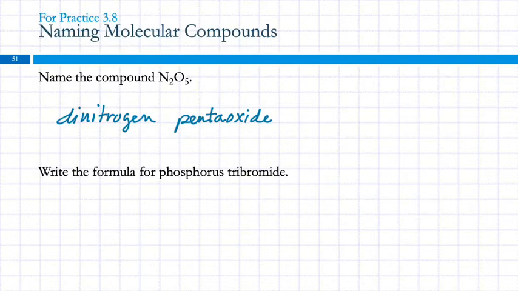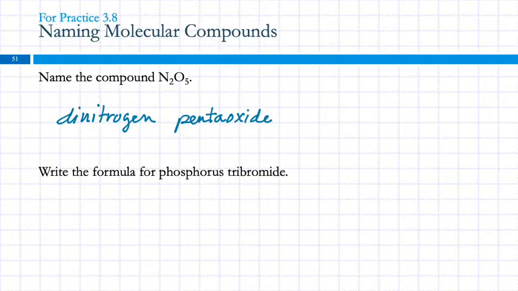Dinitrogen pentaoxide. Now, we've got a double vowel thing going on in there. Sometimes the last vowel on the numerical prefix gets dropped and sometimes it doesn't. So if you're handwriting answers, I will accept either. If it's multiple choice, I will not try to trick you. Okay?